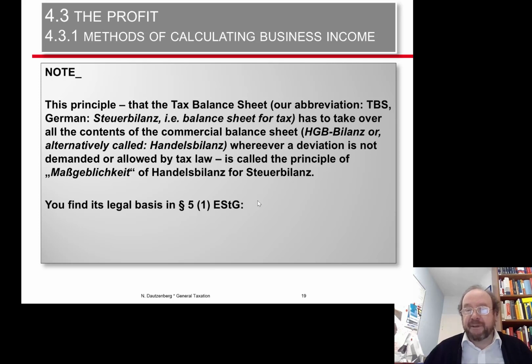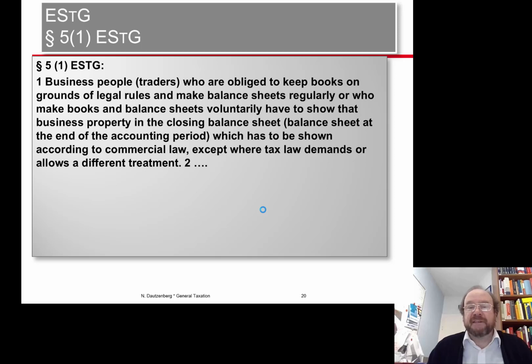The legal basis is 5.1 ESDG. Naturally, that must also be later on in the law. 5.1 ESDG says business people, traders, merchants, who are obliged to keep books on grounds of legal rules, so mainly under commercial law, but might also be under different laws, and who make balance sheets regularly, or who make books and balance sheets voluntarily, have to show that business property in the closing balance sheet.